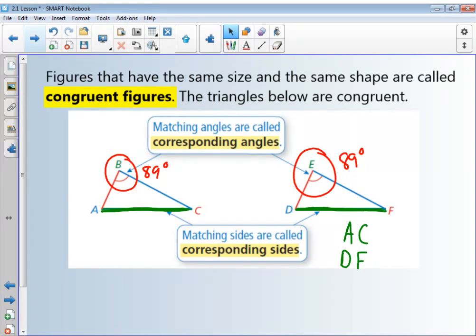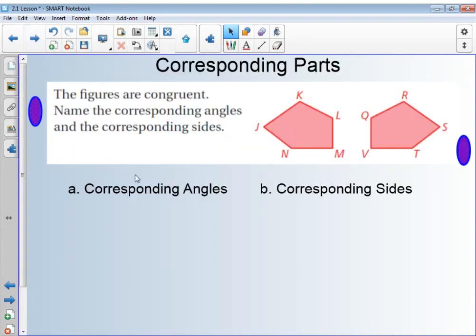Okay, so we're going to go ahead and practice working with some different corresponding parts. Here it's telling us that the two figures are congruent. So congruent means they're the exact same shape, also the exact same size. Name the corresponding angles and the corresponding sides.